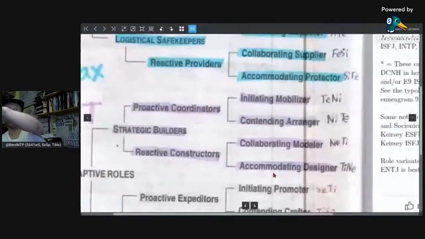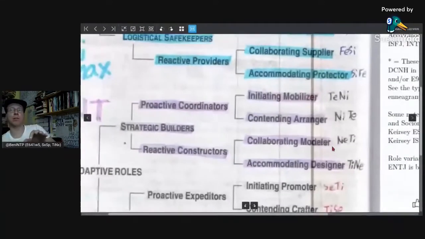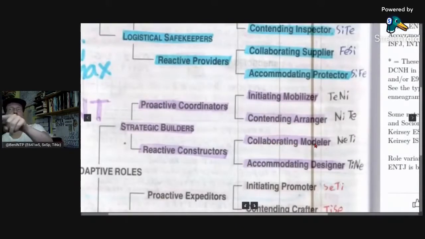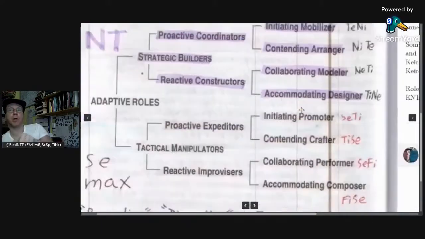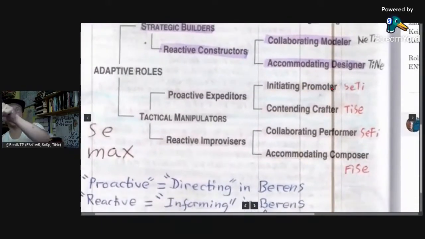This role of modeler, so that's inventor, right? So ENTP, their third slot function is TE. And that role of modeler would draw on any TI and TE. Promoter, ESTP.